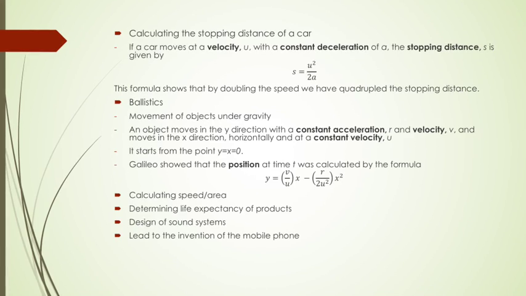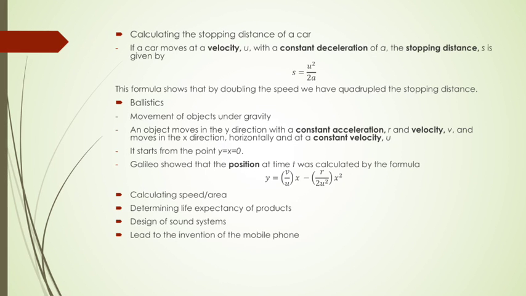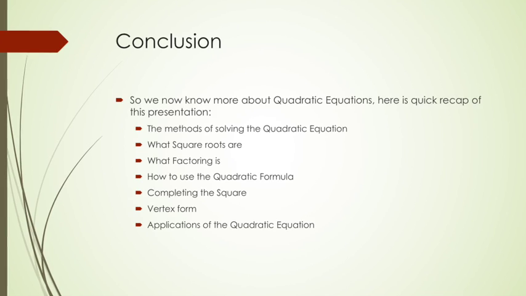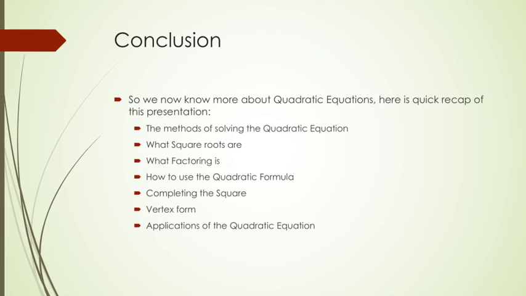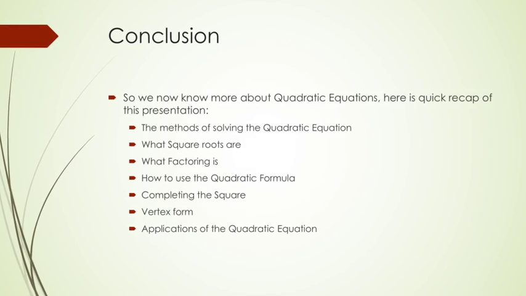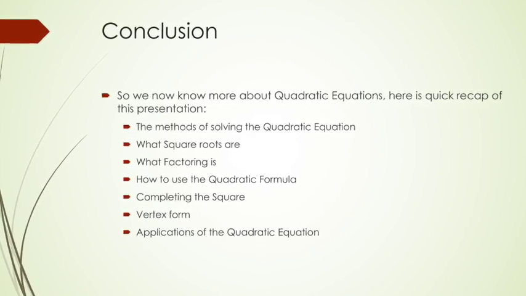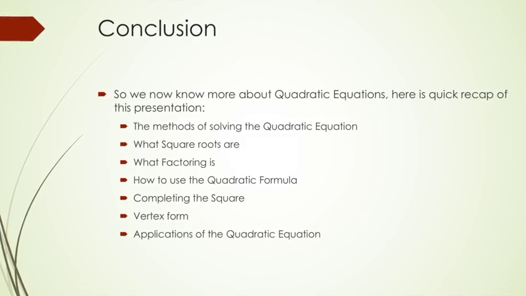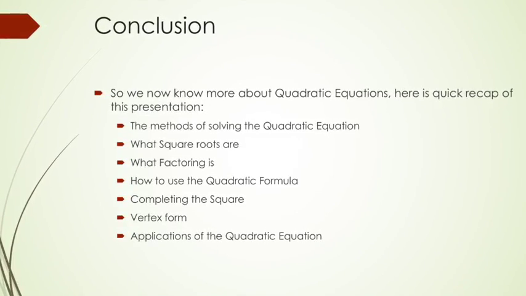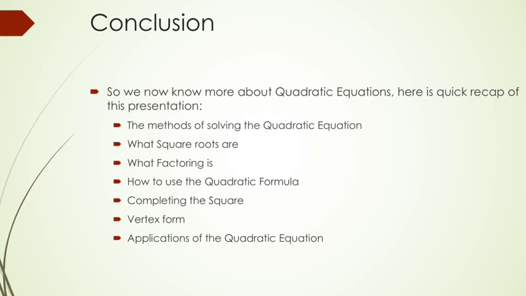Other uses of the quadratic function in the graph include calculations of speed and area, determining life expectancy and products, design of sounds, and they even led to the invention of mobile phones. So, now we know more about quadratic equations. Here's a quick recap of this presentation: the methods of solving the quadratic equation, what square roots are, what factoring is, how to use the quadratic formula, completing the square, vertex form, and applications of the quadratic equation. I hope now you have a better understanding of how to use quadratic functions and how to apply them to everyday life.